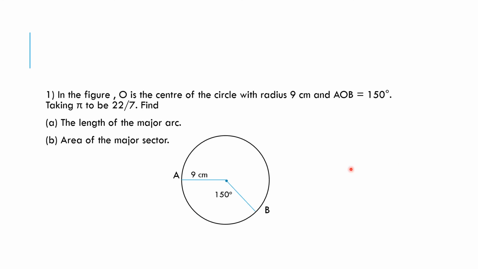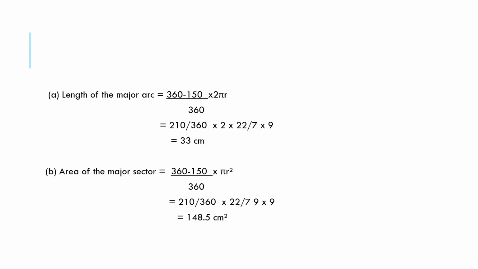Let's have a look at the question. In the figure below, O is the center of the circle with radius 9 and angle AOB is 150 degrees. Taking pi to be 22/7, we have to find the length of the major arc and the area of the major sector.